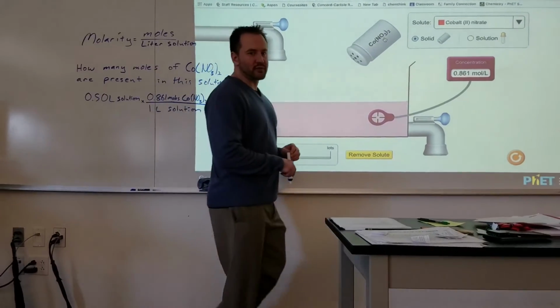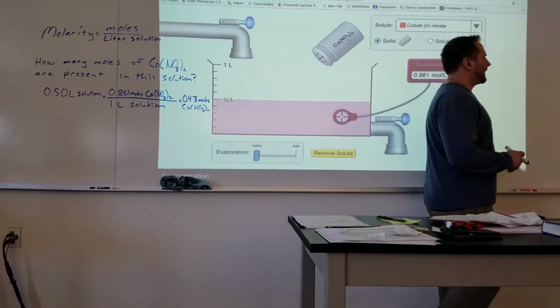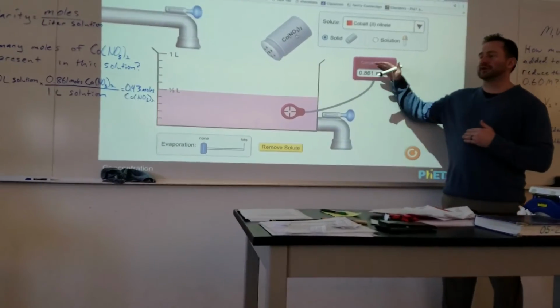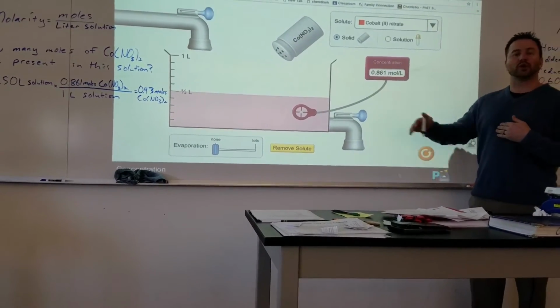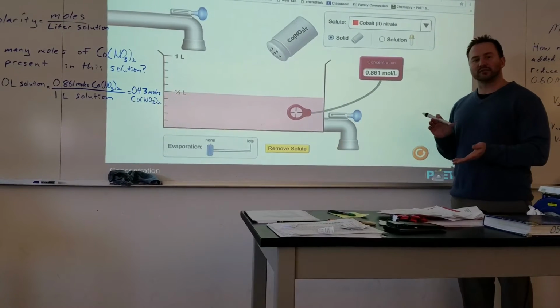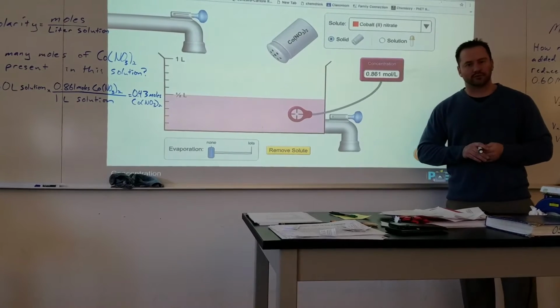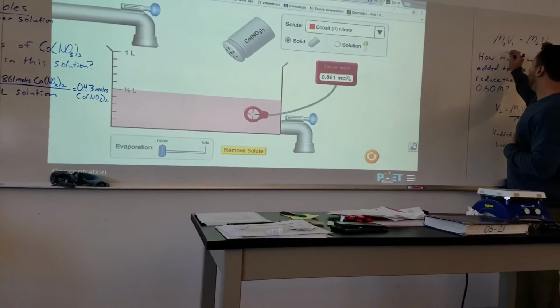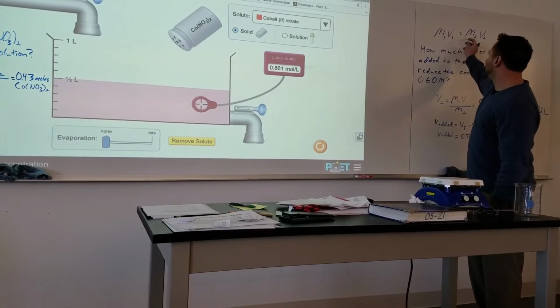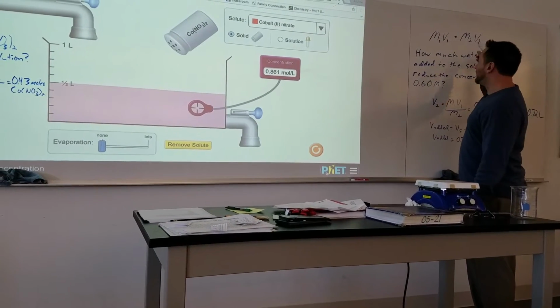Another thing we're going to talk about today is dilution. So dilution is when you add water to the solution and the concentration will go down proportionally. We could also concentrate the solution by evaporating some solvent, and that would make the concentration increase. And the equation that you would use for either one of those processes is M1, or your initial molarity, times your initial volume, is going to be equal to your final molarity times the final volume.